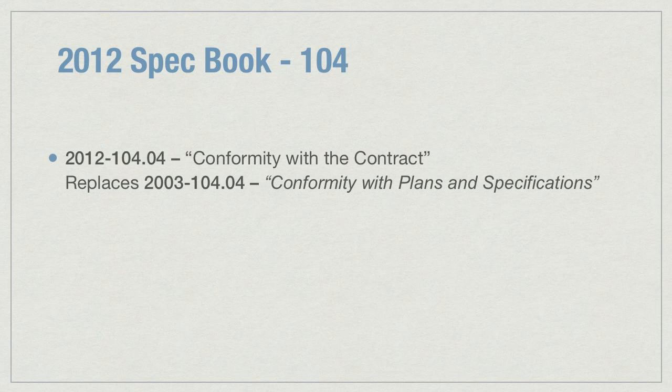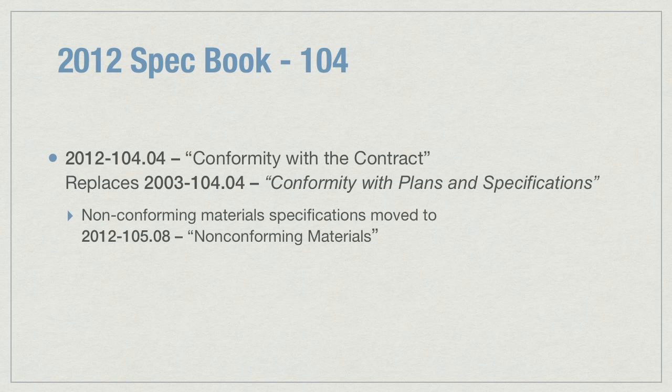Subsection 104.04, Conformity with the Contract, replaces old subsection 104.04, Conformity with the Plans and Specifications. In the old book, the references to material specifications have been moved to the new book, subsection 105.08, Non-Conforming Materials.